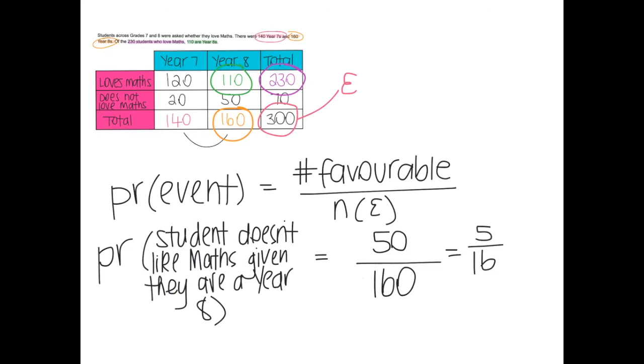Always just be clear on what the question is asking you. Make sure you use the information that you're given and the probability formula, and I think it will be quite straightforward once you learn to read the two-way tables to work out the probability for any given question.